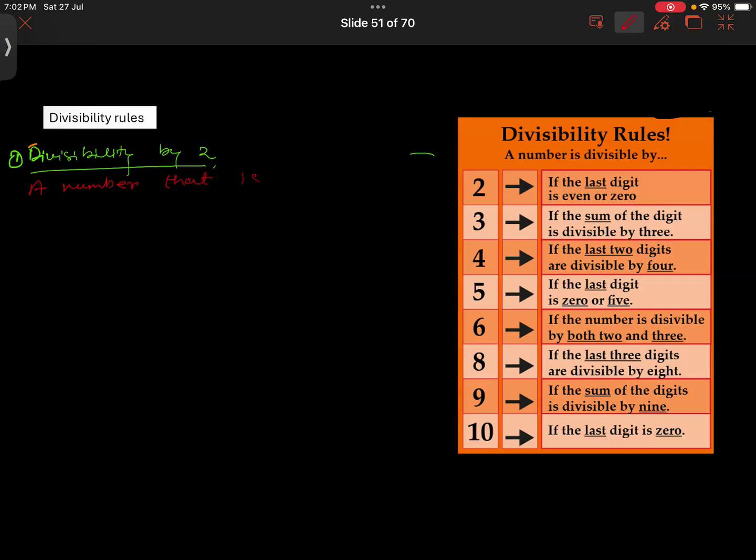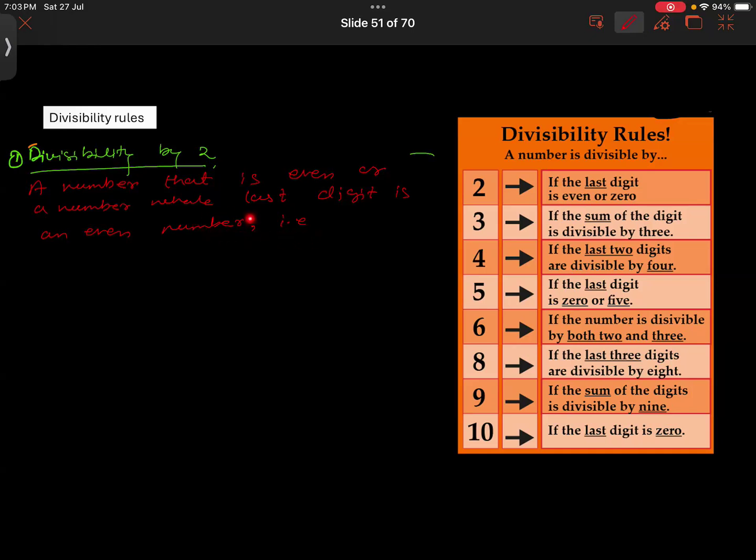A number that is even, or a number whose last digit is an even number. Like for example, the examples from the orange. Okay, you guys are writing down this one. Write the 2, 3 and 4 of the orange. Okay, you have already written it. Okay, Habib, what about you? You have also written it.